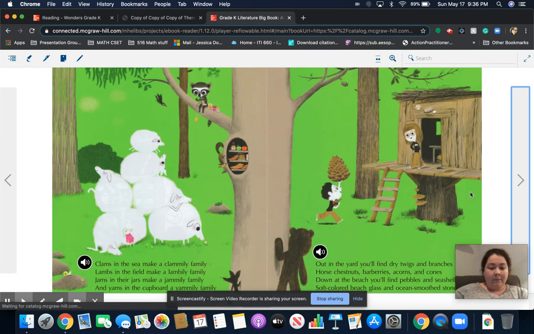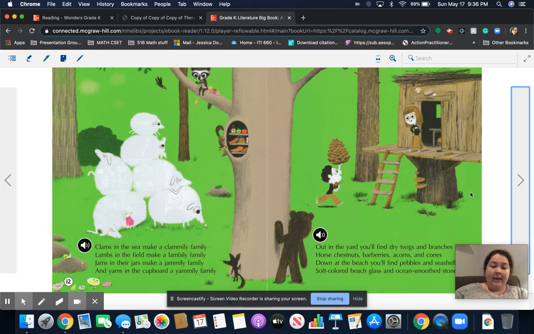That could be a family of shoes, right? Okay. Clams in the sea make a clamily family. Lambs in the field make a lamely family. Jams in their jars make a jamily family. And yams in the cupboard make a yamily family. Out in the yard, you'll find dry twigs and branches, horse chestnuts, barberries, acorns, and cones. Down at the beach, you'll find pebbles and seashells, soft colored beach glass, and ocean smooth stones.